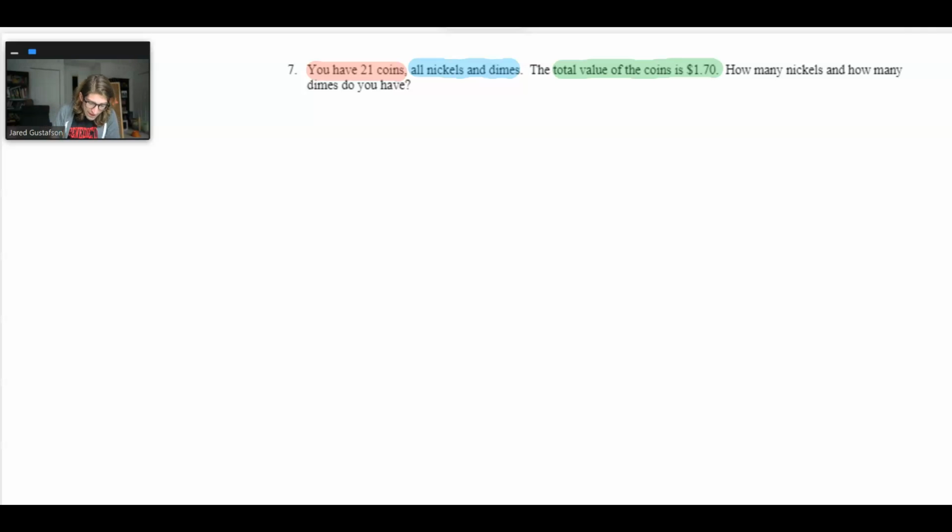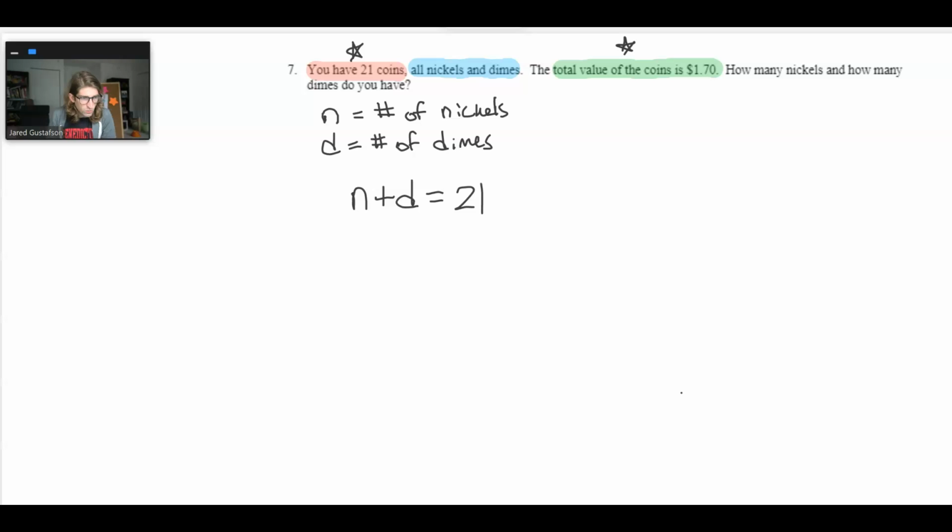So we need to define our variables. What do we have? We have nickels and dimes. So n will be the number of nickels. D will be the number of dimes. And then we have two things going on. We have 21 coins and we have a value of $1.70. So we're going to make two equations. One equation deals with having 21 coins. If we had one nickel, we'd have 20 dimes. If we had two nickels, we'd have 19 dimes. So every time we have our nickels, we add that to our dimes and it needs to total 21. That's going to match our red equation.